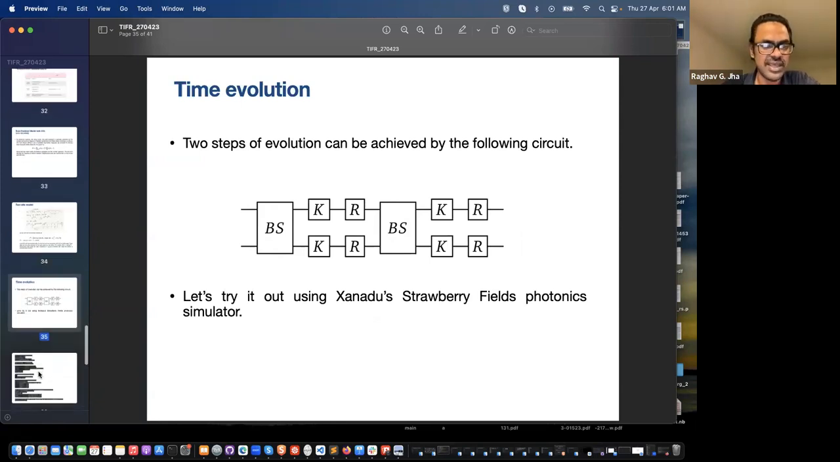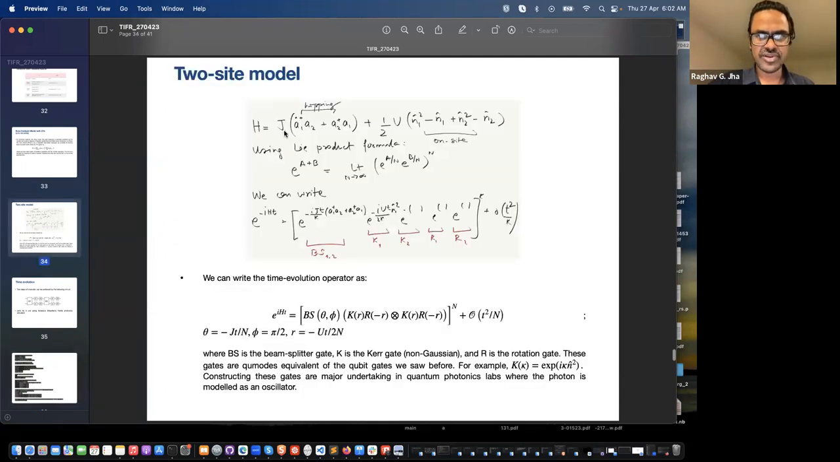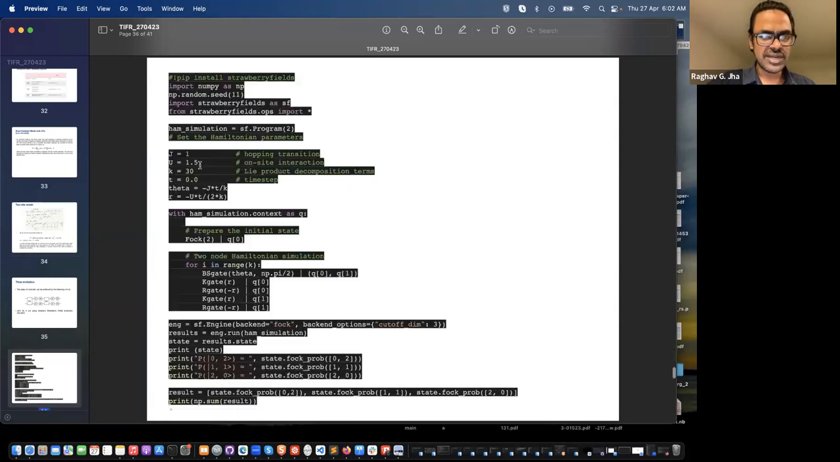and we can simulate this using Strawberry Fields, for example. This is the code. I can just briefly go through what the code is. So it gives you the hopping transition, which is J. This is J, the hopping transition. This is U, the on-site coefficient. So that is U.